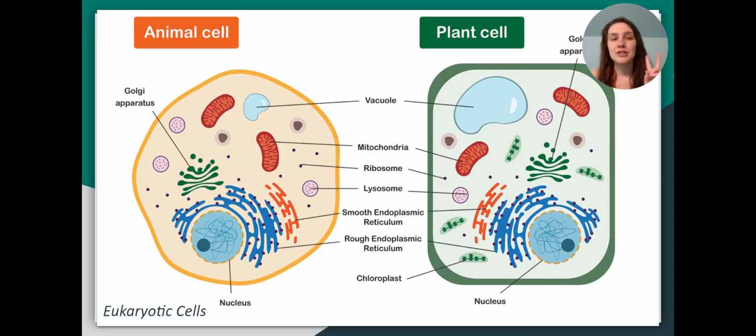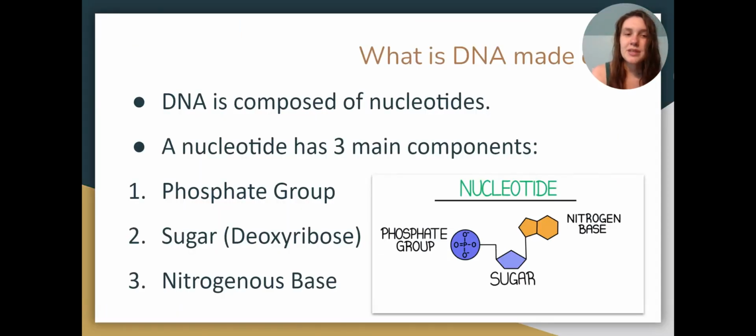So here we have two different types of eukaryotic cells. Just a little refresher. We have animal cells on the left. Again, the nucleus has the DNA kind of all squigglied up in there. And on the right, we have a plant cell with that cell wall. And again, the nucleus has the DNA all squigglied up in there. So animal cells and plant cells are eukaryotic cells. So they've got the DNA in the nucleus.